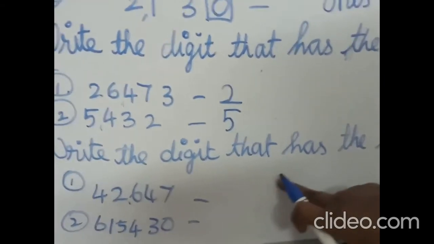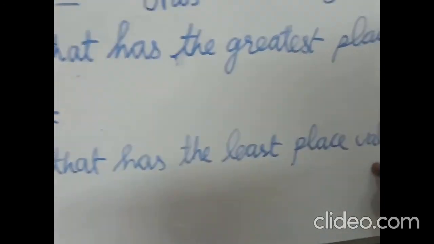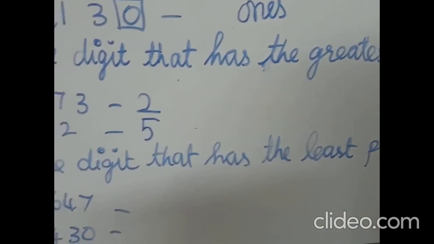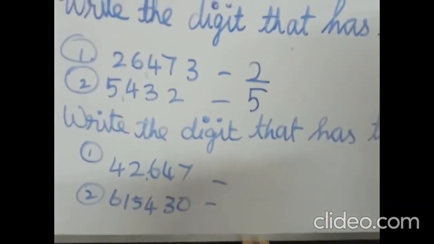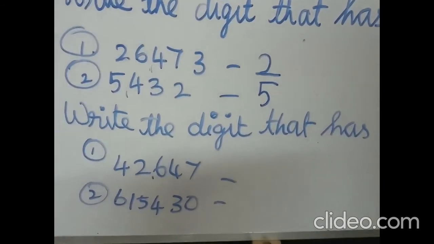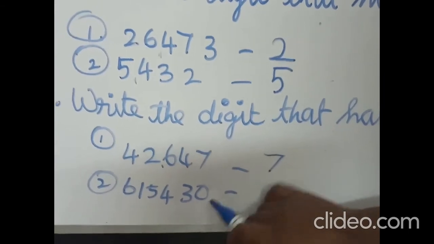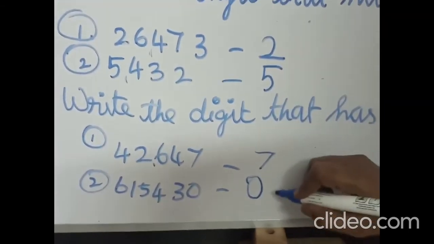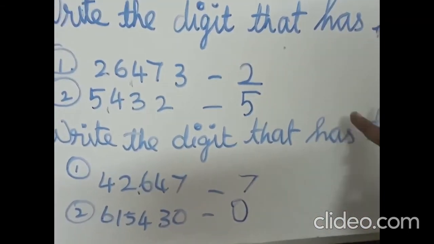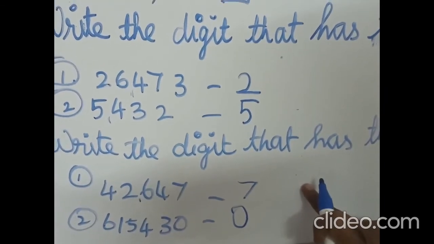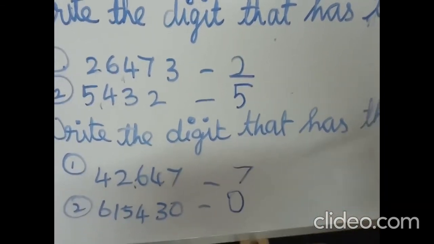Coming to the C1. Write the digit that has the least place value. So we know that which one is the least one? The ones place number. Correct. The ones place number here it is 7. And here it is 0. Similarly, children, some of the sums are there. You have to complete the book, page number 13.